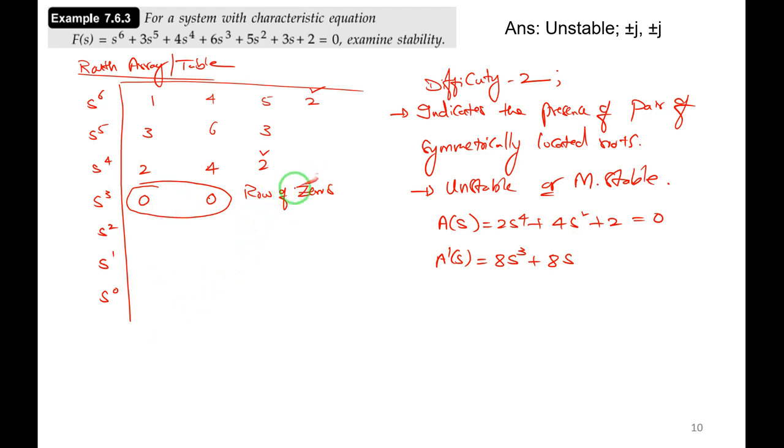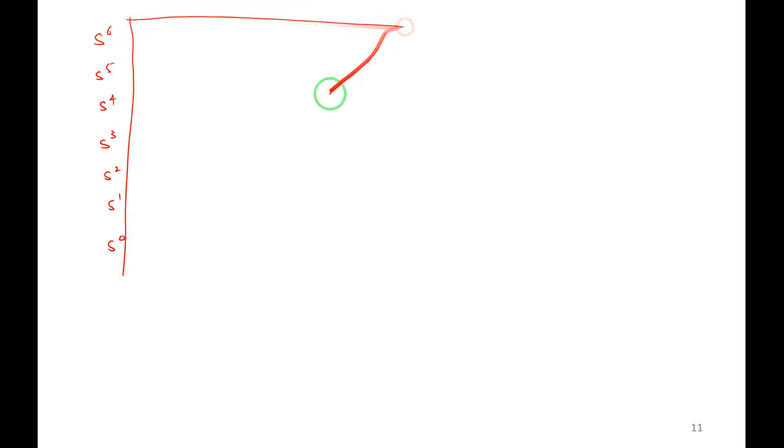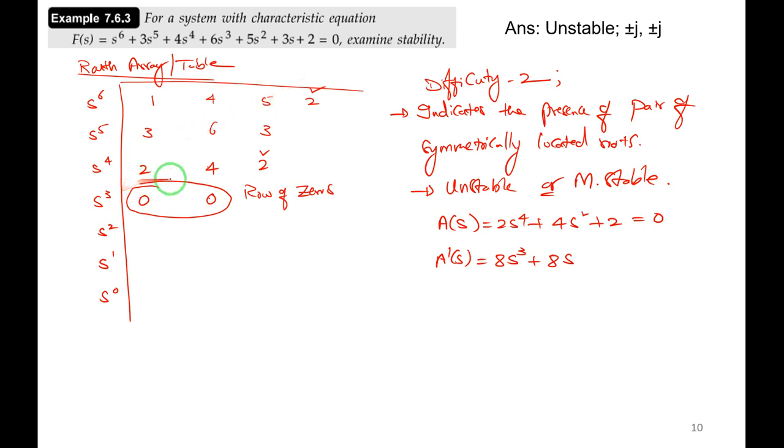So I'll go to the next slide. S power 6, 5, 4, 3, 2, 1, 0. The first rows are 1 4 5 2, then 3 6 3, then 2 4 2.